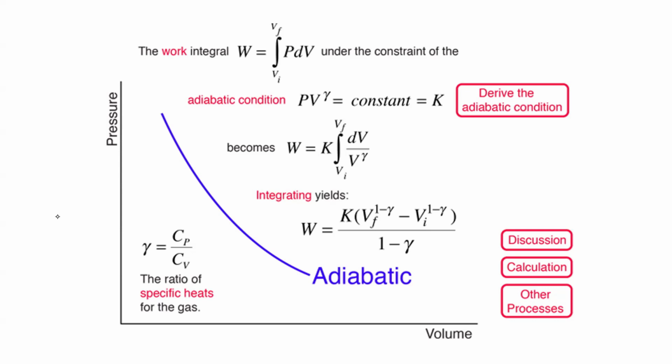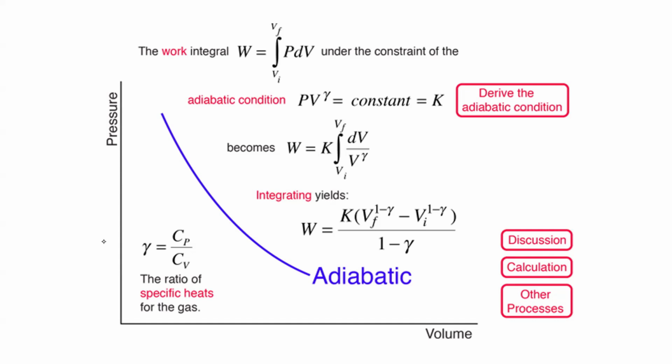So in this case, we now have integral of P dV under the constraint of adiabatic condition. So therefore, we have PV^gamma is equal to constant. So the constant is K. So therefore, the equation will now become W equal to K constant integral from initial volume to final volume, then dV over V power gamma. Then after integrating, we are now going to have W is equal to K open bracket final volume 1 minus gamma minus initial volume 1 minus gamma all over 1 minus gamma. So under adiabatic condition, and of course the gamma is Cp over Cv. So we can actually use this formula to also do some calculation in relation to the work done under adiabatic condition.